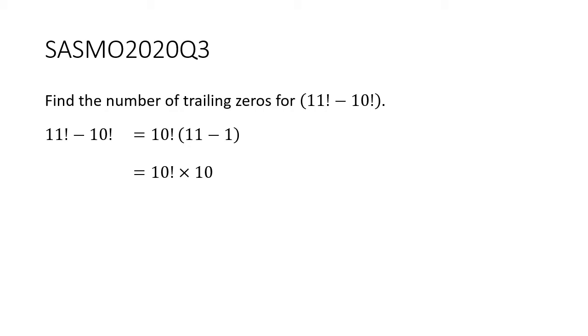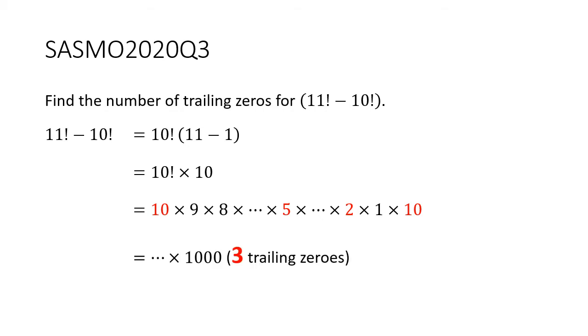10 has 1 trailing zero. 10 factorial can be expressed as 10 times 9 times 8 times all the way to 5 times 4 times 3 times 2 times 1. And we want to see how many 10s there are. There's obviously a 10 at the start, and there's a 5 and a 2, which also multiplies to give us 10. So altogether, we have 10 times 10 times 10, which is 1000. Therefore, there will only be 3 trailing zeros.